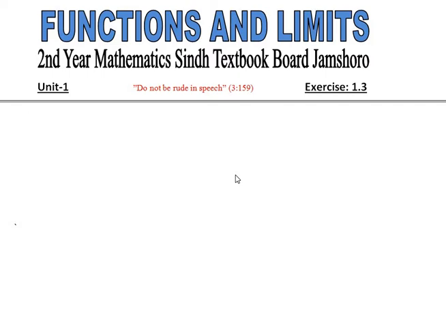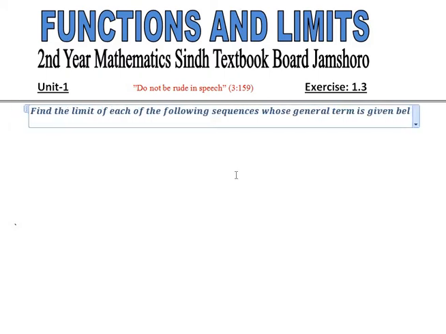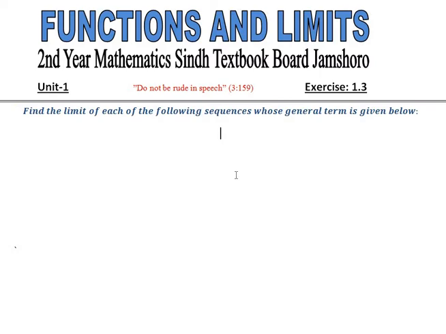Now unit number 1, exercise 1.3. Find the limit of each of the following sequences whose general term is given below. And question number 1 we have solved. Now question number 2. a_n is equal to (n square minus n) divided by (2n square plus 5n).